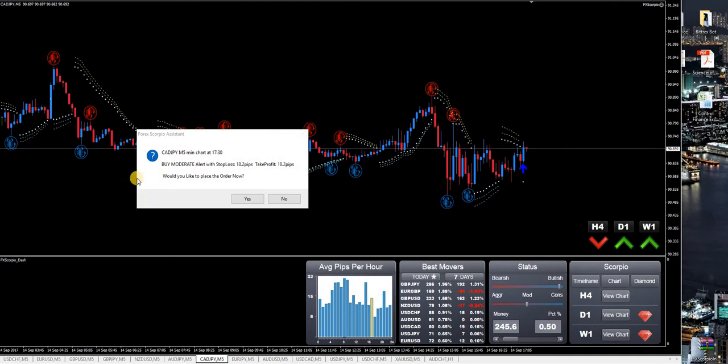You can see here CAD Japanese yen 5-minute moderate. We have the scorpions. Actually, this one's not below this one. So this would not be an appropriate trade for us to take. Remember, the scorpions have to be stepping down. We need to be making lower lows, but we're not doing that here. Everything else looks to be in place, though.